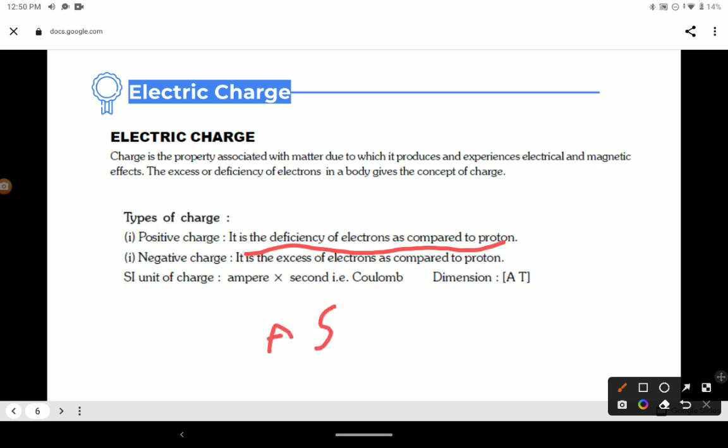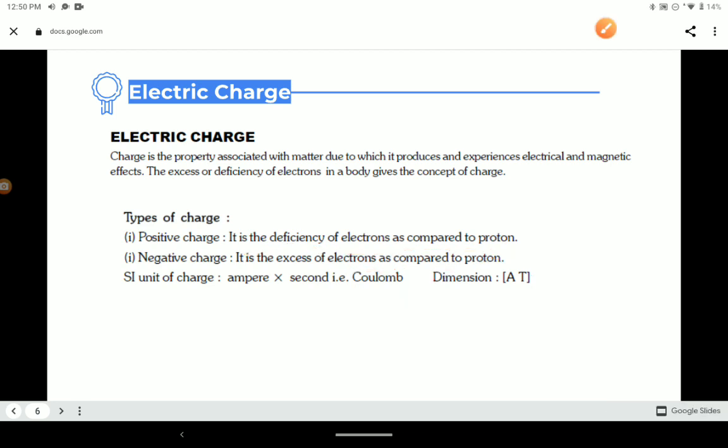Also, see here, the dimension is also given. Ampere second is nothing but called a coulomb. So the SI unit of charge is coulomb, which is ampere into second. Let's go to the next slide.